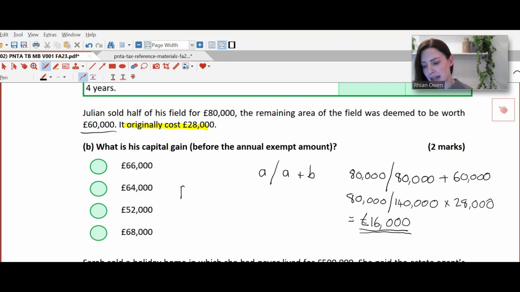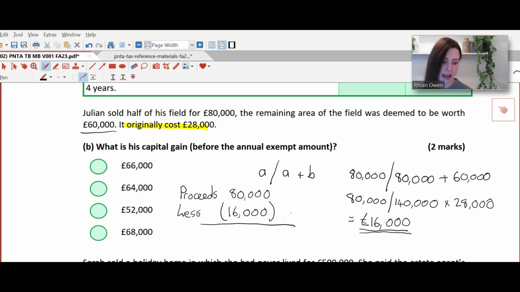So the proceeds were £80,000 less the £16,000, so that is our allowable cost. And that leaves us with £64,000. So the capital gain is £64,000.